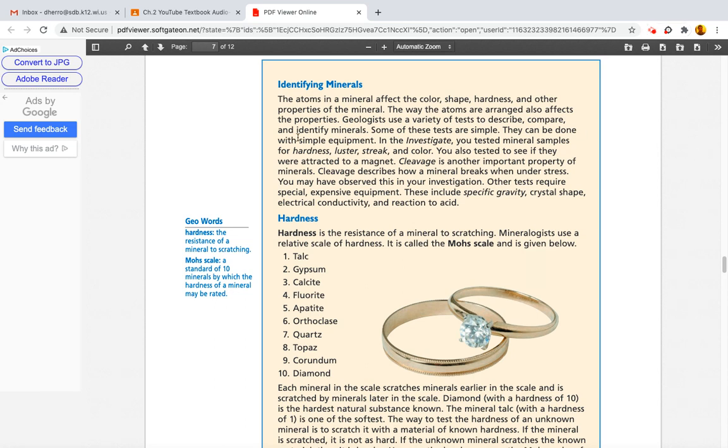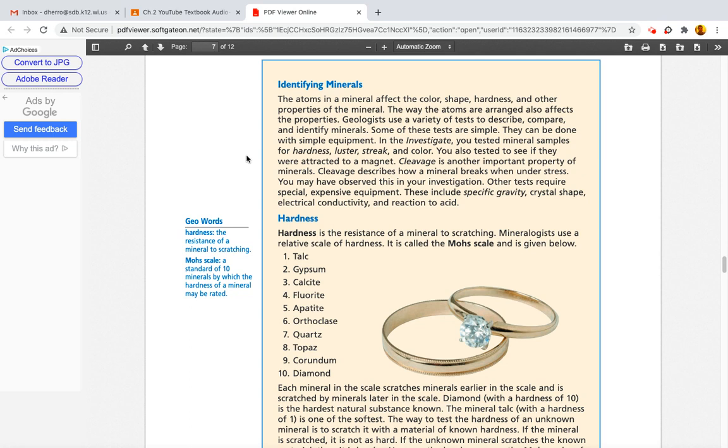Okay. Geologists use a variety of tests to describe, compare, and identify minerals. Some of these tests are simple. They can be done with simple equipment. In the Investigate, you tested mineral samples for hardness, luster, streak, and color. You also tested to see if they were attracted to a magnet.